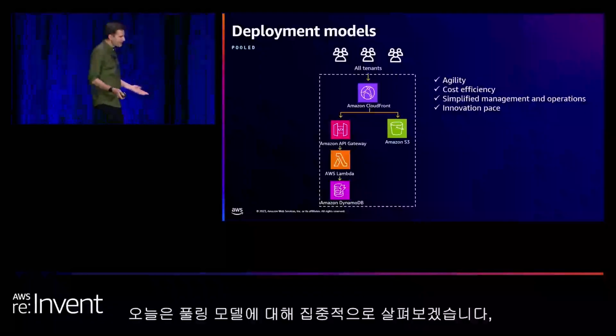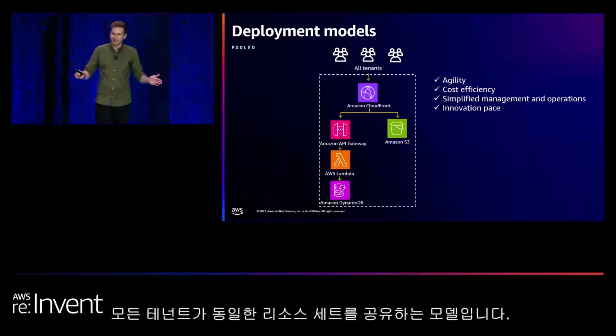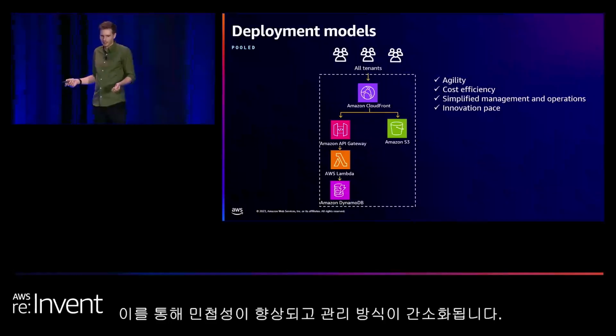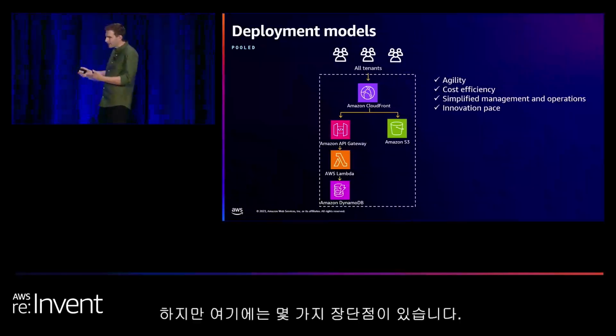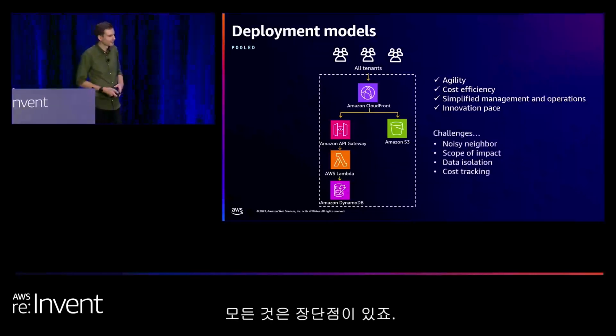So for today, we're going to focus on the pooled model, where all tenants share the same set of resources. This gives us greater agility, a simplified management approach as well, but it does come with some trade-offs, some challenges. Everything is a trade-off.